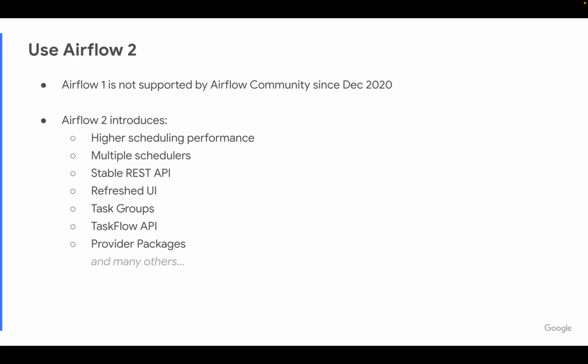It has much better scheduling performance, the ability to run multiple schedulers, which translates into better reliability of your DAG runs, a stable REST API and no longer the experimental API that Airflow 1 came with, a refreshed user interface, which is not only more pleasant to look at, but also much more efficient to use on a daily basis, task groups, the TaskFlow API, provider packages, and so on and so forth. Put differently, Airflow 2 is significantly better from performance, reliability, and ease of use perspective than Airflow 1. And it also is much more future-proof.